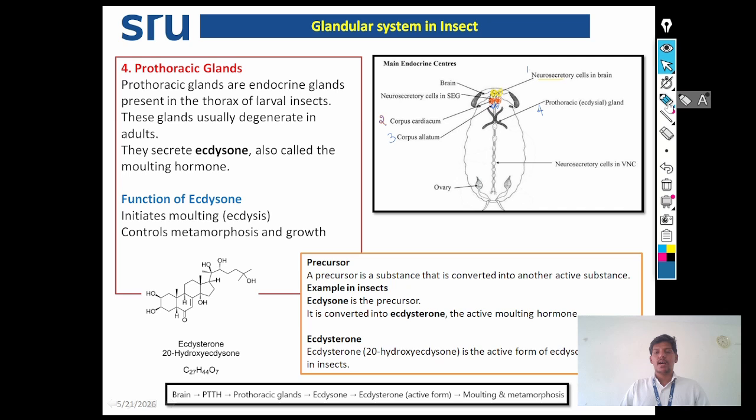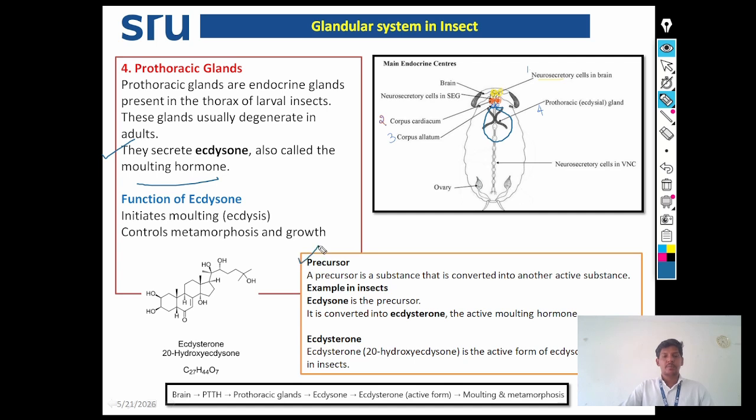Next, prothoracic gland. So this is the prothoracic gland. Prothoracic glands are endocrine glands present in the thorax region of larval insects. These glands usually degenerate in adults. They secrete ecdysone, also called the molting hormone. Prothoracic gland secretes molting hormone. See the function of molting hormone: it initiates molting in insects and controls metamorphosis and growth in insects.